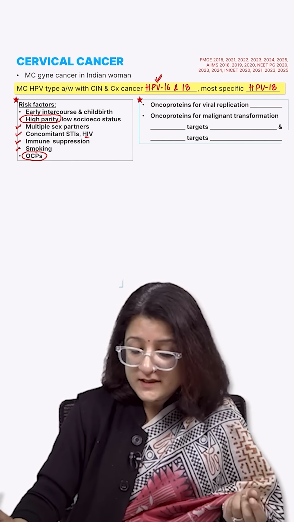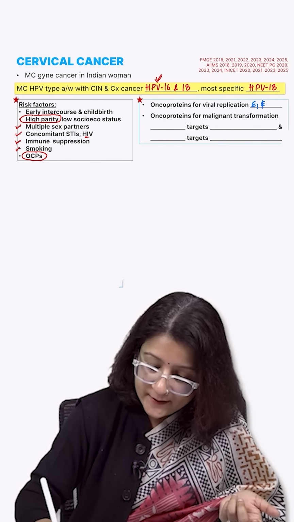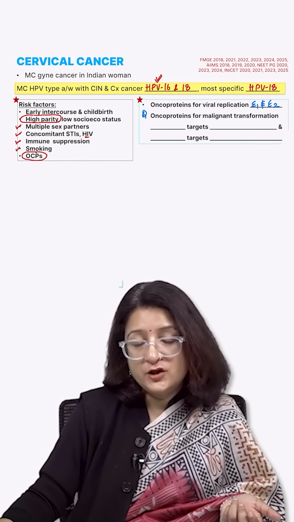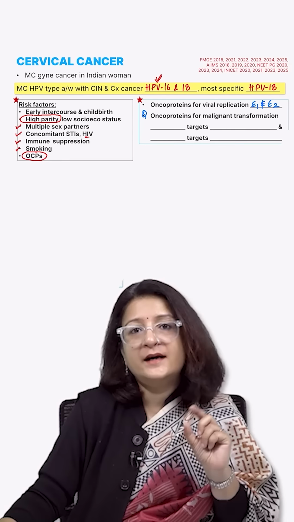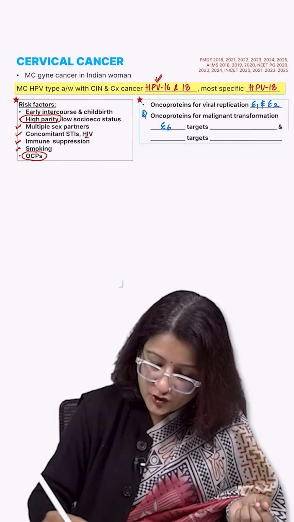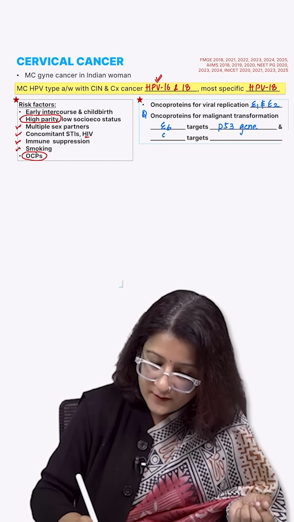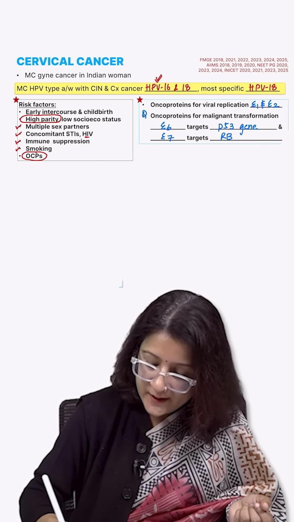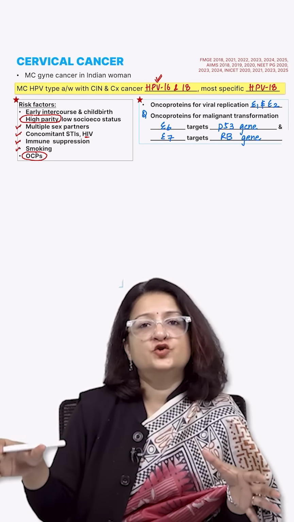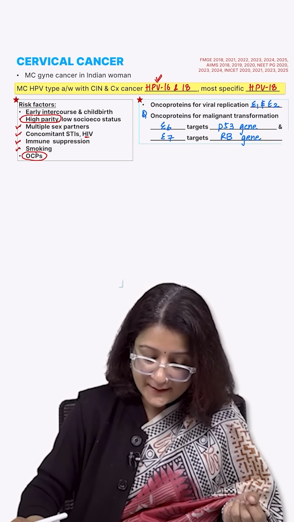See, oncoproteins which are needed for viral replication are E1 and E2, and then there are oncoproteins required for malignant transformation. And what do they target? They target the tumor suppressor genes, right? So that is E6, which targets the P53 gene, and we have E7, which targets the RB gene, right? So these oncoproteins knock out these tumor suppressor genes, and that promotes the growth of malignancy and cancer, right?